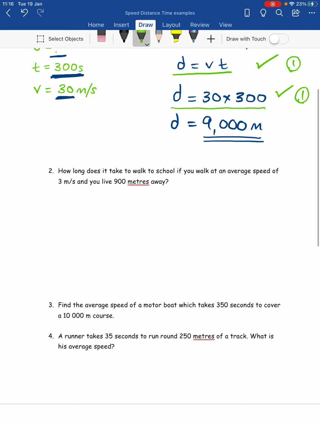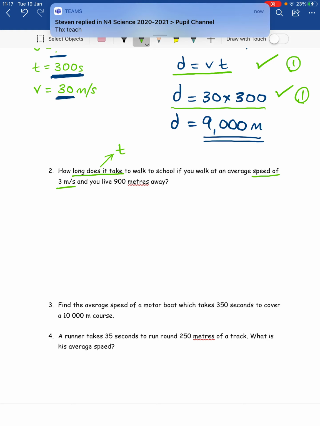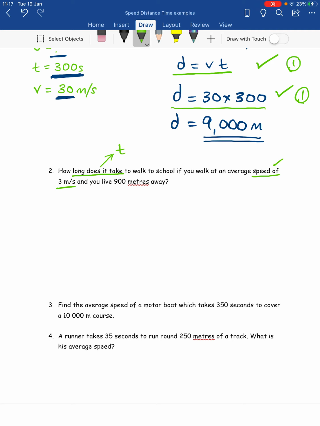So it's asking, how long does it take? Which means that we're going to be working out the time. It tells you the average speed is 3 meters per second. And 900 meters is going to be your distance.